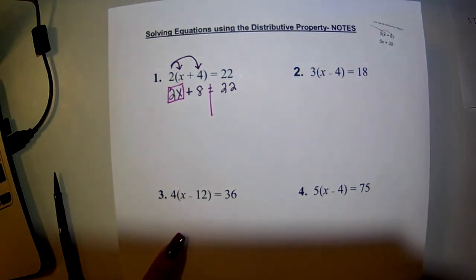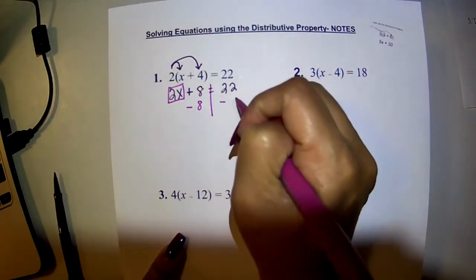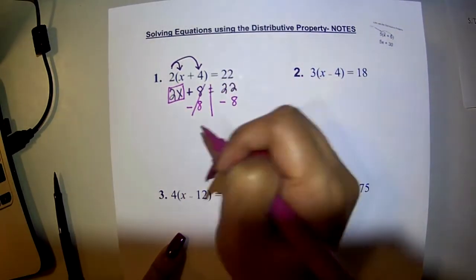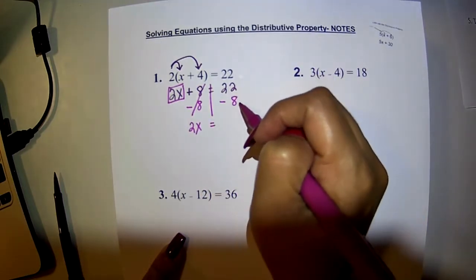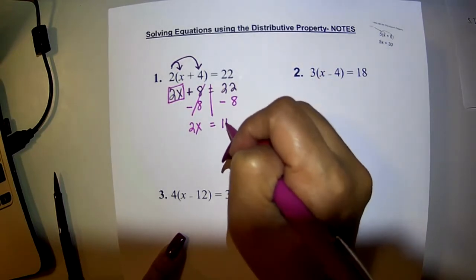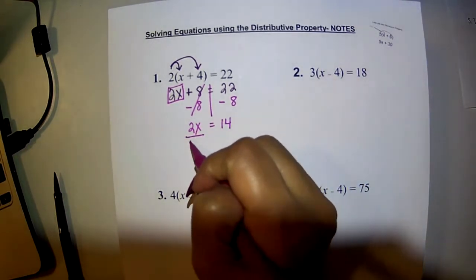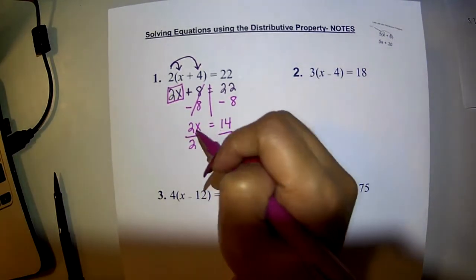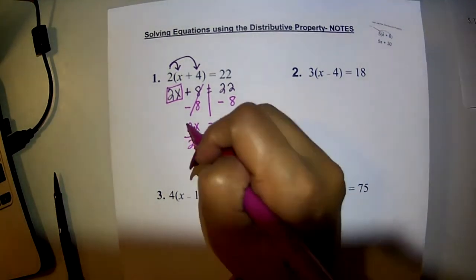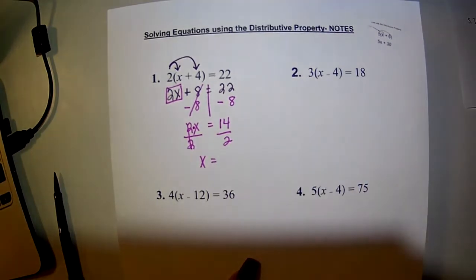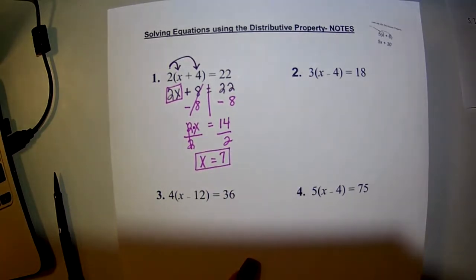So I have a positive 8. The way I need to get rid of a positive 8 is to subtract 8. What I do on one side, I have to do on the other. So that will cancel out. Now I'm going to have 2x is equal to 22 minus 8, that's going to be 14. So 2x equals 14. At this time, I'm going to divide by 2 on both sides because you cannot see the imaginary multiplication symbol. You want to cancel out those 2 so that we can finally have x isolated. 14 divided by 2 gives us 7. So x is equal to 7 on this one.